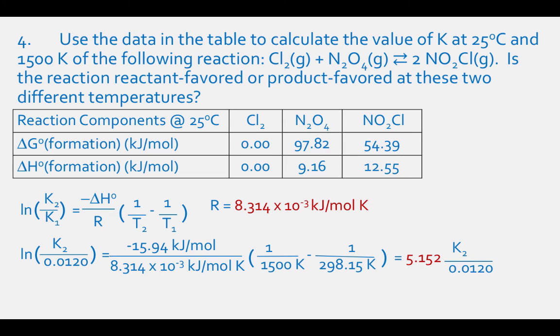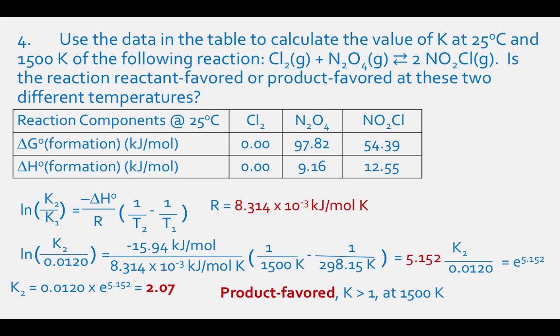Then take the exponential of both sides, and we have our unknown K divided by 0.0120 equals the exponential of 5.152. Then our unknown K equals 0.0120 times the exponential of 5.152, which equals 2.07. This reaction becomes product favored at this higher temperature because our K value is greater than 1.